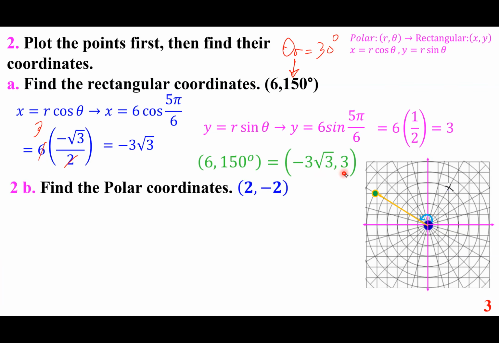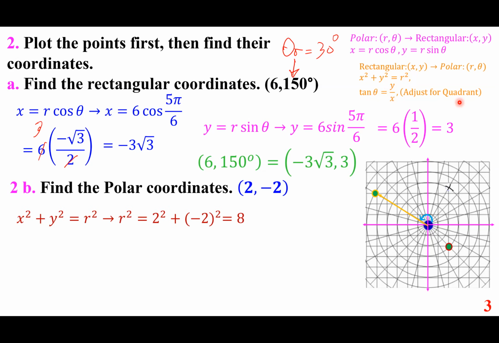Find the polar coordinates for 2, comma negative 2. First, we have to find r. And so if we locate that, 2 to the right, 2 down, that gives us the location. The formulas x squared plus y squared is r squared, and tan theta is y over x, and you have to adjust for the quadrant. So the very first thing we calculate is x squared plus y squared. That gives us 8. 2 squared is 4. Negative 2 quantity squared is also 4. They add up to 8. Therefore, r is square root of 8, which is 2 square root of 2.